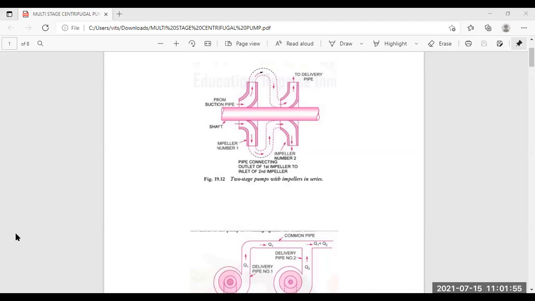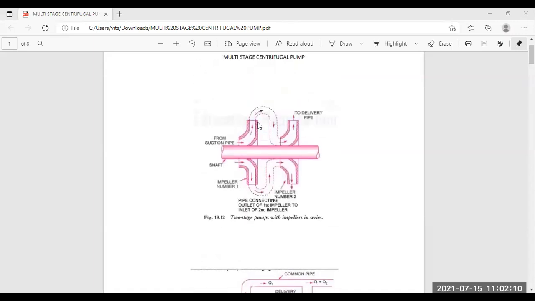So pump is completely opposite to turbine. Pump is the work input device, whereas turbine is the work output device. We did some problems in the last class on centrifugal pumps. Now in today's class, we'll see what is meant by a multi-stage centrifugal pump. Multi means more than one.